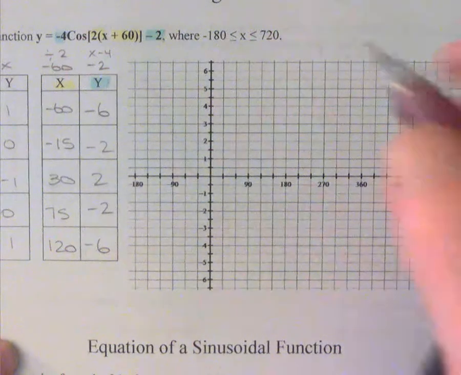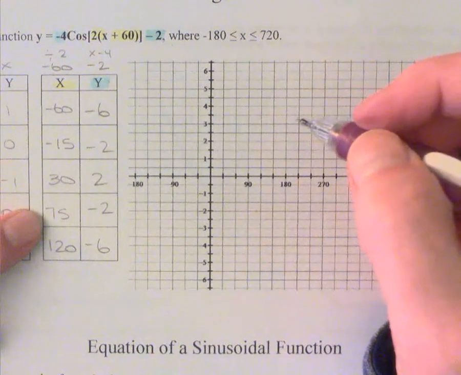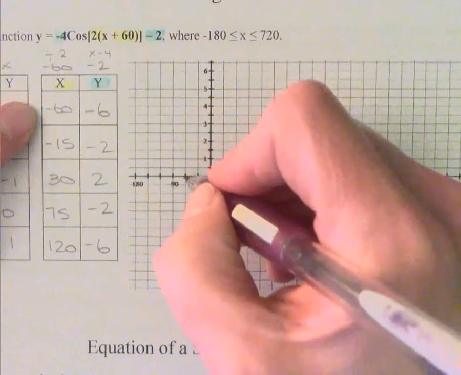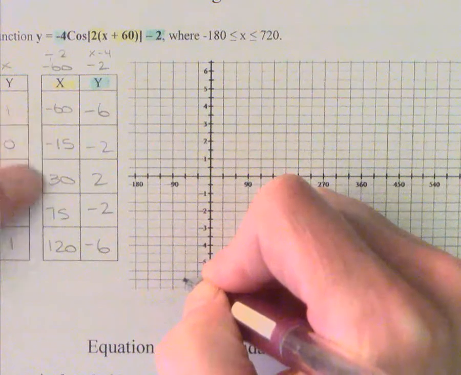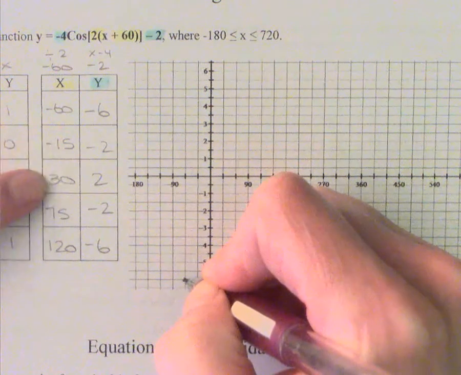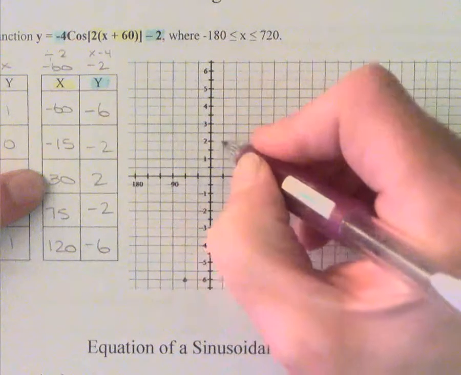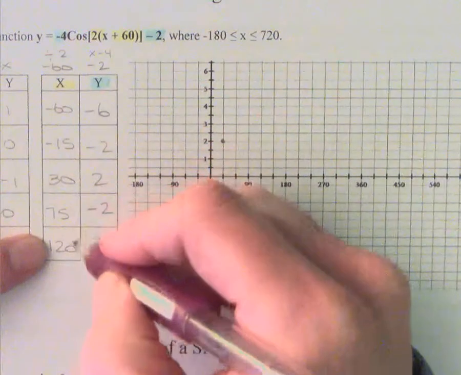So let's look at graphing these. So we have a minus 15 and a 75, which could be a little bit challenging to graph. So let's start with the ones that are easier to graph. So we have at minus 60 and minus 6. I'm going to skip this one for now. I'm going to come back to it though. I have 30 and I have 2. I'm going to skip this one. I'll come back to it, and I have 120.